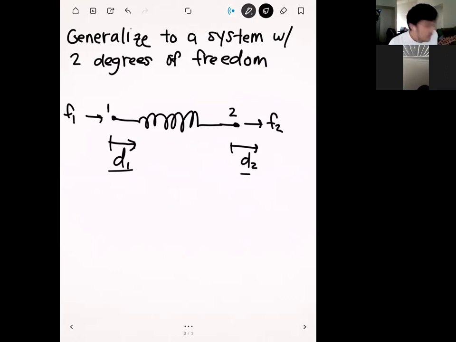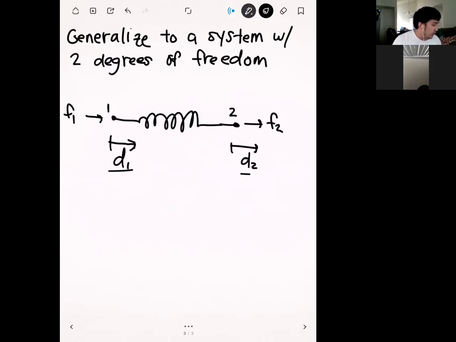You don't have to just stop here. You can keep generalizing. You can have a system with dozens or hundreds or thousands of degrees of freedom, or different displacements that you might be interested in solving for. And that's generally what finite element problems tend to be: you have hundreds or thousands of different degrees of freedom that you want to solve.